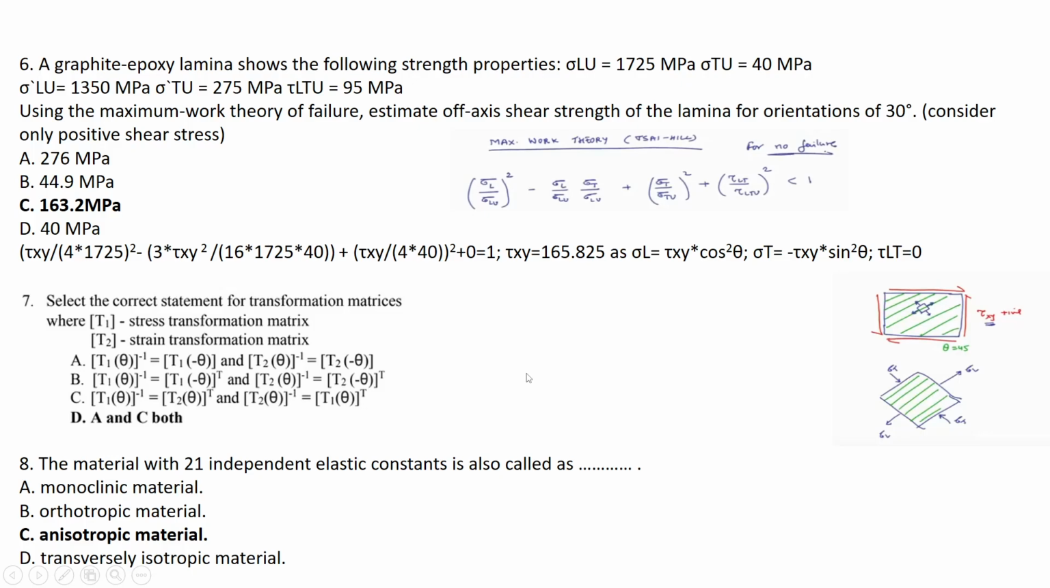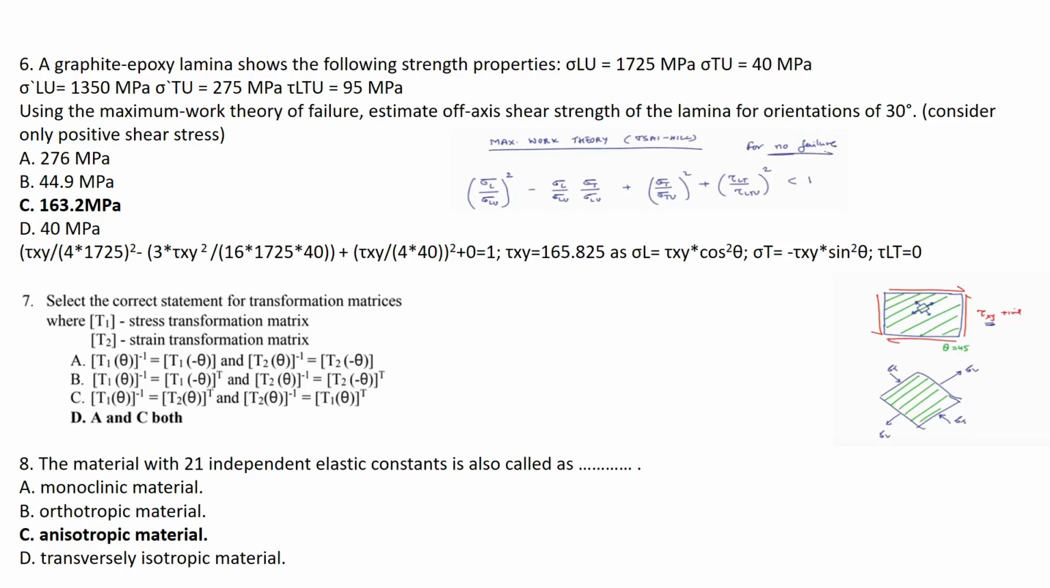Then the seventh one talks about the stress transformation matrix and the strain transformation matrix. The stress transformation matrix has components of sine theta and cos theta to convert from one reference plane to another. The strain transformation matrix is also something similar. Sir has already discussed a lot about stress and strain transformation matrices and their interrelative properties. This is also a direct question, so you can just refer to the lectures if you have further doubts on this.